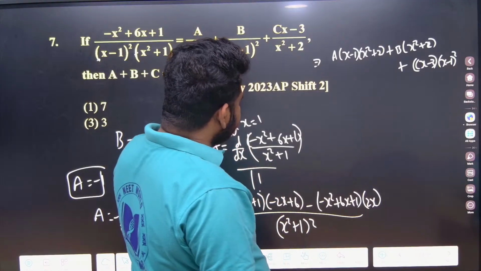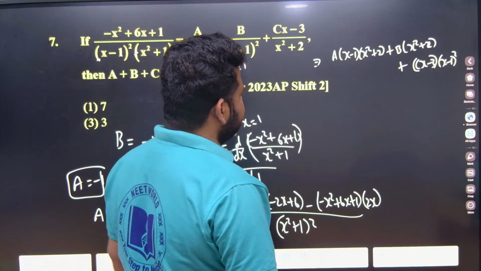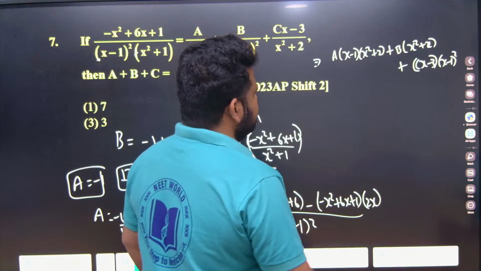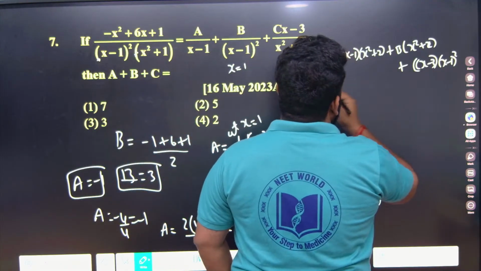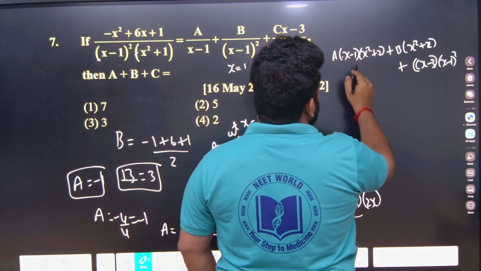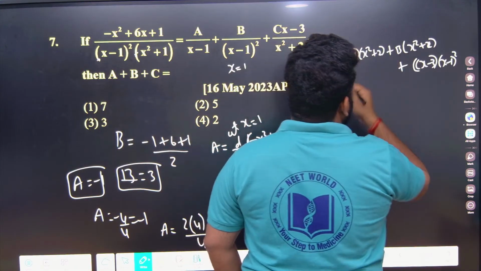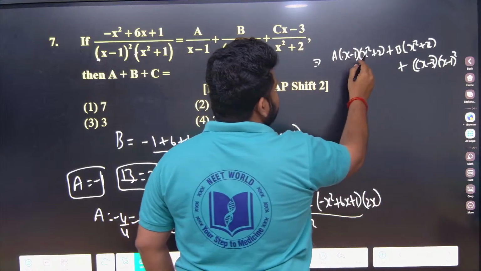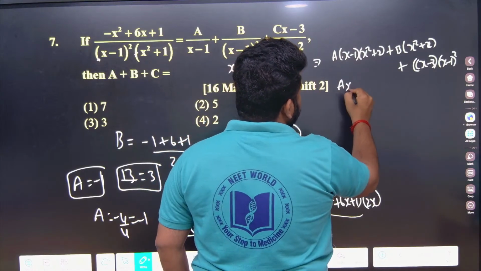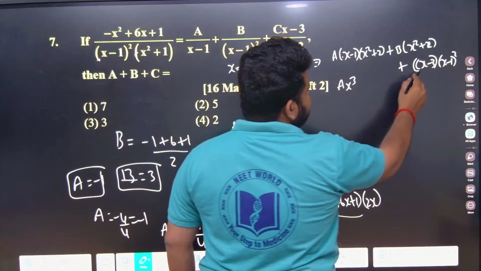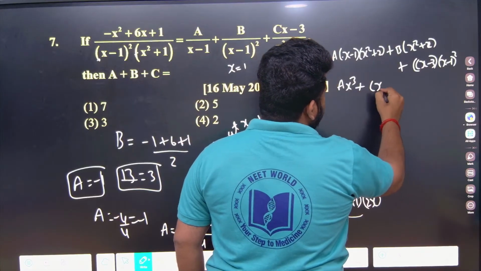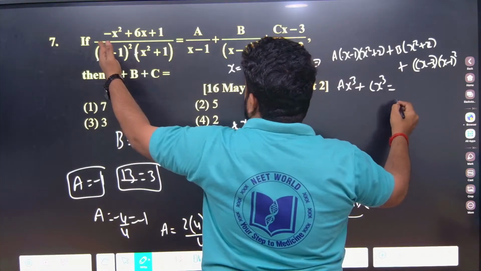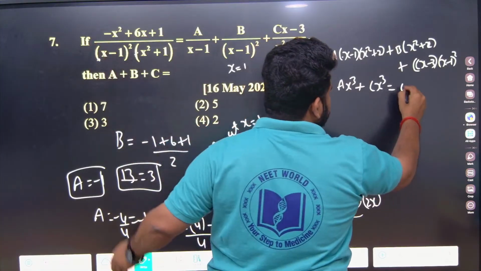Now we have to equate the coefficients, correct na? So cx into x, this is x square is there. Here ax into x square, bx square. So ax into x square, that is ax cube. So cx into this, x into x is x square, plus cx cube, that is equal to what? Here there is no x cube term. That means 0x cube.